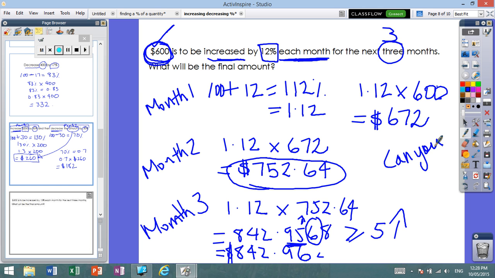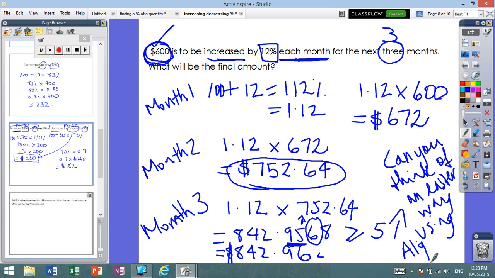Now, for those cluey clogs, can you think how this can be done easier using algebra? Can you think of an easier way using algebra?